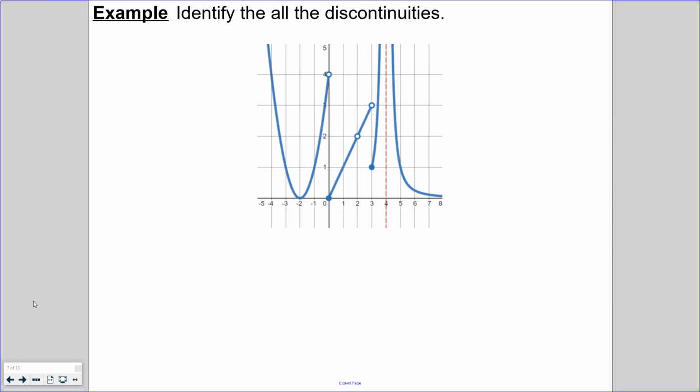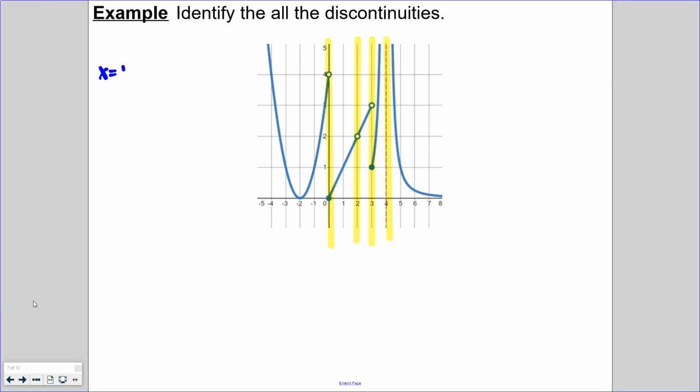Alright, in our last example from graphs, we want to identify all the discontinuities in this particular function. So now we're not told what x values to look at, we are just told to look at the graph and identify the discontinuities. I'm going to take my quick highlighter tool and highlight all the x values where it looks like discontinuities are happening. Our first discontinuity appears to be at x equals 0, and we have one at x equals 2, x equals 3, and x equals 4. So we have 4 discontinuities here.